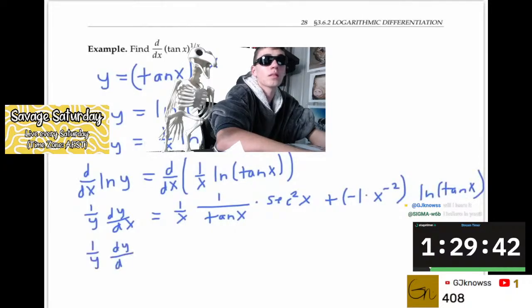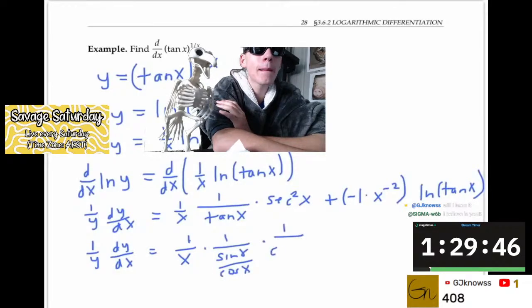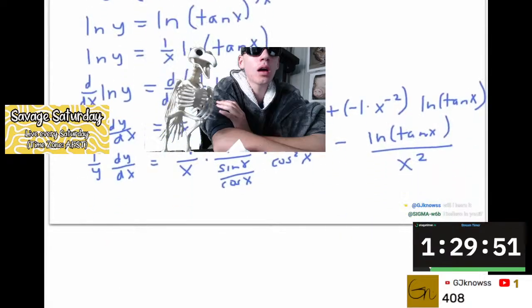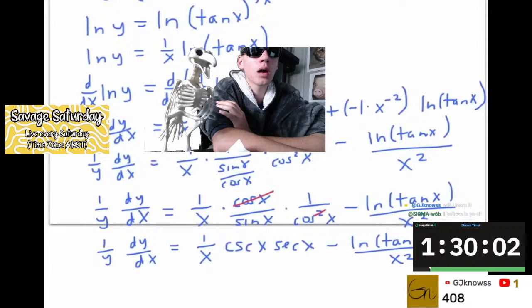Simplifying the right-hand side, I get 1 over x times 1 over (sine x over cosine x) times 1 over cosine squared x, minus ln tan x over x squared. Rewriting, I can flip and multiply to get 1 over x times cosine x over sine x times 1 over cosine squared x, minus the second term. Canceling one copy of cosine and rewriting in terms of cosecant and secant, I get this expression.